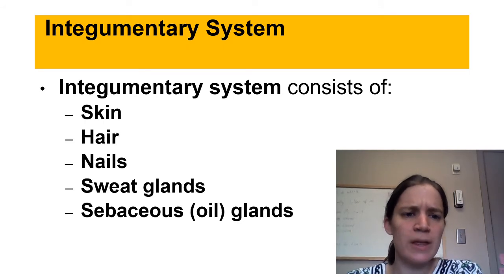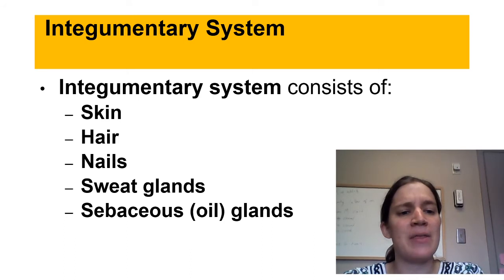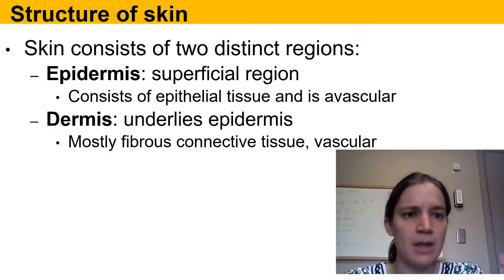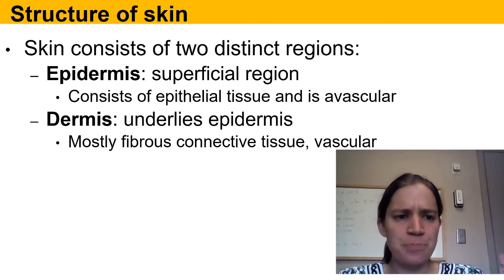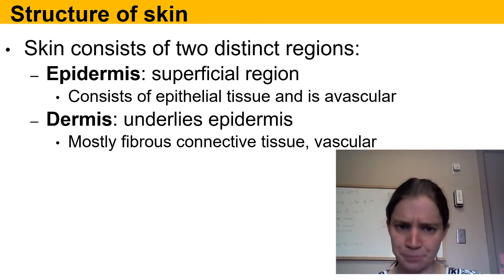Okay, so the integumentary system consists of skin, that's the major player, and then hair and nails and sweat glands and oil glands. Skin itself has two distinct regions. So remember that there are different tissue types, and to be an organ you need to have at least two tissue types going on. So skin is an organ.